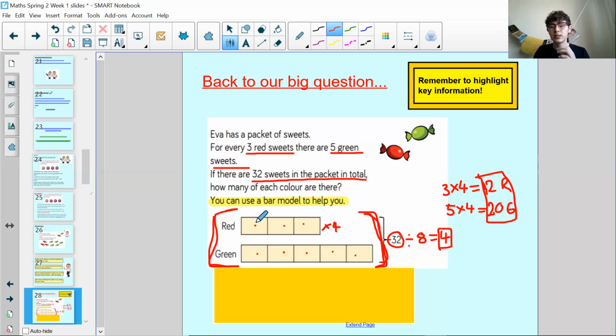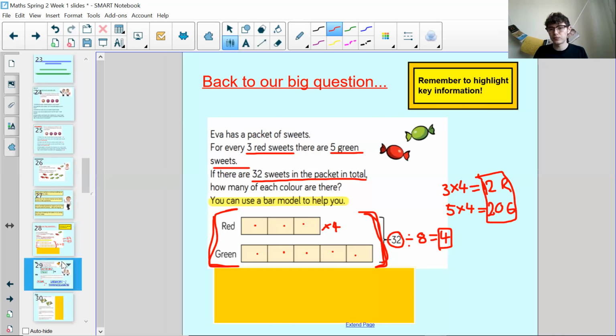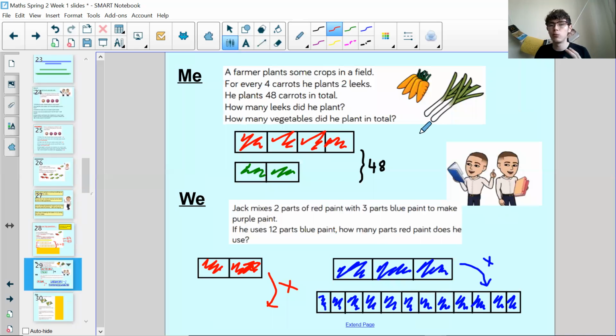So all we did there was we counted up the parts, we divided the total by that number, and then we were able to just simply multiply it to find out how many of each there were. So we'll look at our first question here as another example.